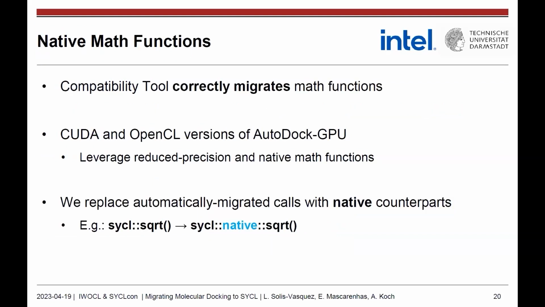Finally, in order to improve the performance of Autodoc GPU, we had to take a look at the math functions that were translated. The CUDA and OpenCL versions of Autodoc GPU take advantage of reduced precision math functions in the kernels. But this is something we need to specify manually in the SYCL version. So we had to transform, for example, square root calls to native square root, and also the sine and cosine functions as well.